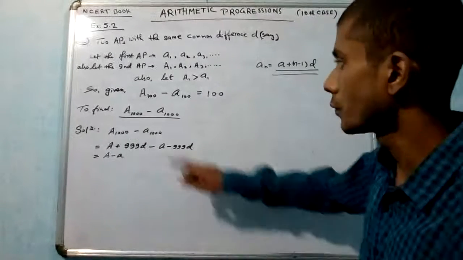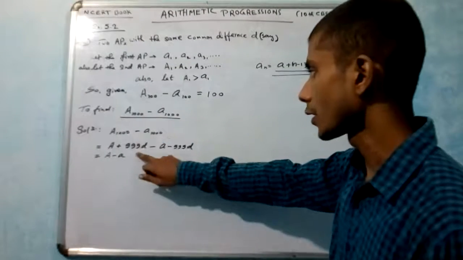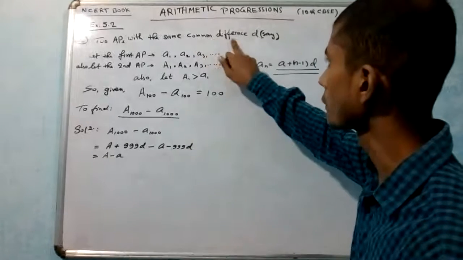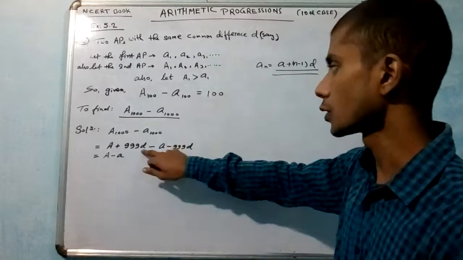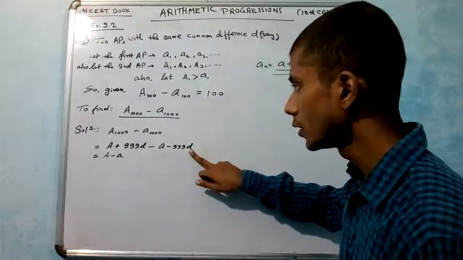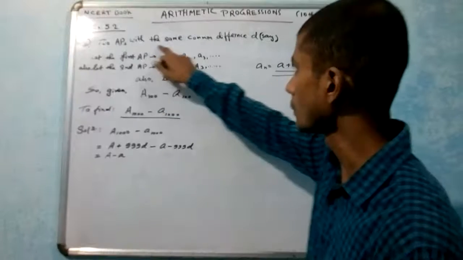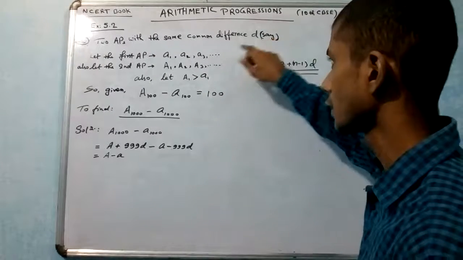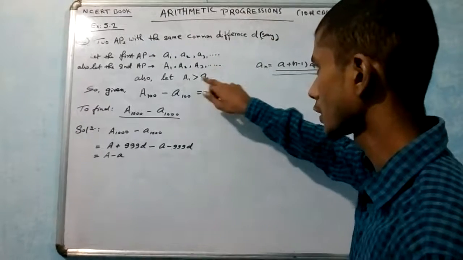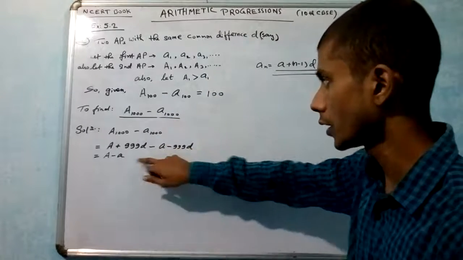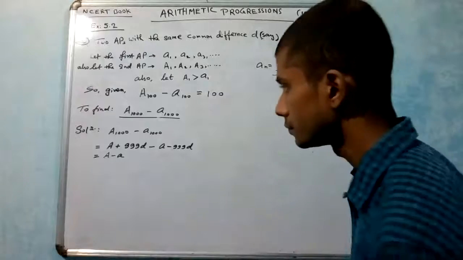This was to be found. I expanded this, I got this. Why did I write the same small d? Because we have the same common difference in both, no? So small d for this also, small d for this also, okay? We have already assumed two APs with the same common difference d, the first AP and the second AP, this one greater, this one smaller, and this is to be found. From here we cancel and we got this, no?